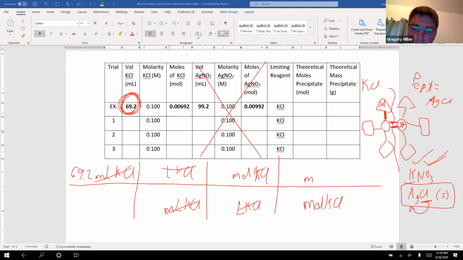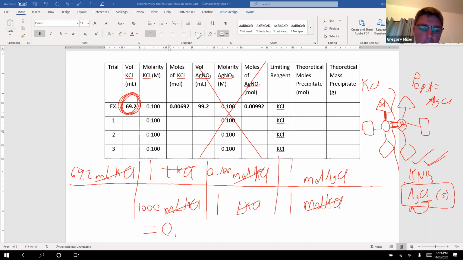Moles of KCl to moles of AgCl. Now we're at moles of the compound we want. Now we can go back and fill in our numbers. Metric conversion. Our molarity was given. Moles over moles means we have coefficients. Those coefficients were all 1 to 1. So we can fill that in really easily.